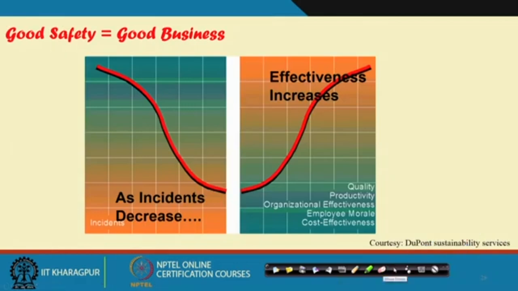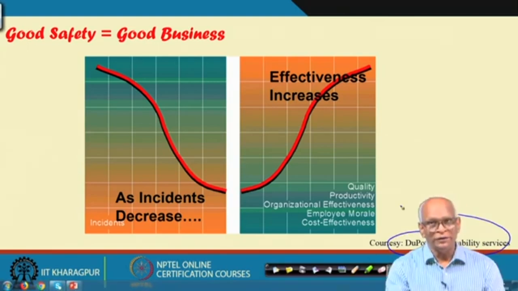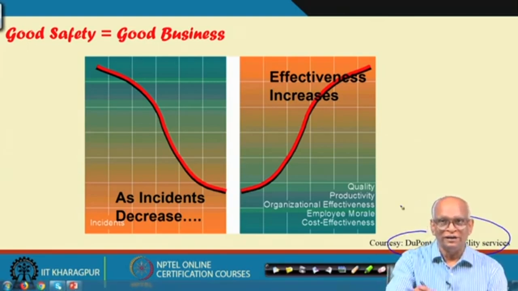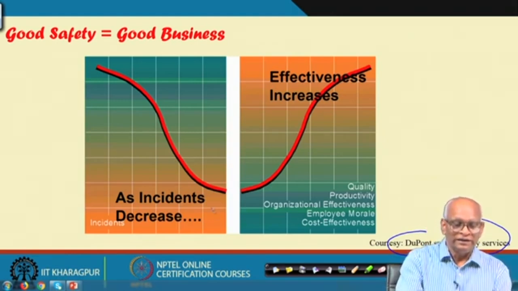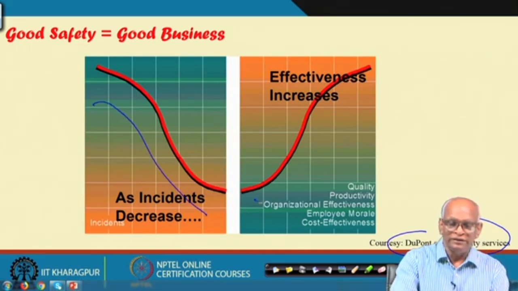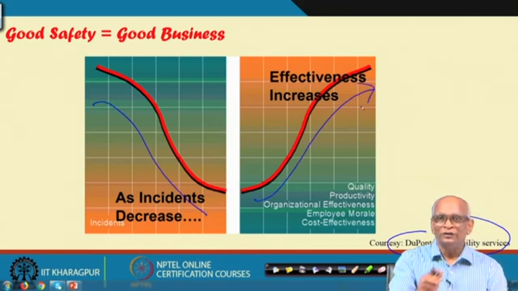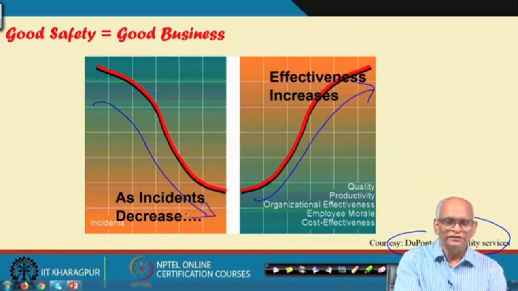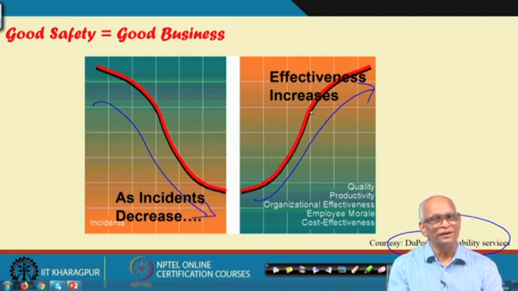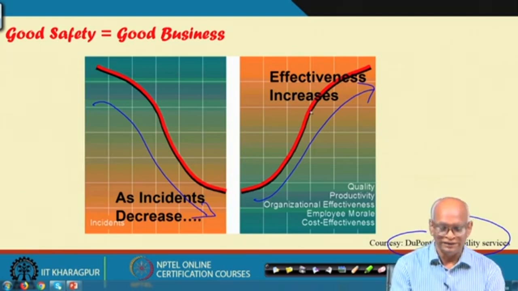It is seen, as told by DuPont, that good safety is good business. It is observed in this organization that in the divisions, the places where they are doing good safety, their incidents are reducing and their business results are going up. So when people compare division to division, where safety is at very high levels, their effectiveness and business results are also good. This is what is seen in this organization.